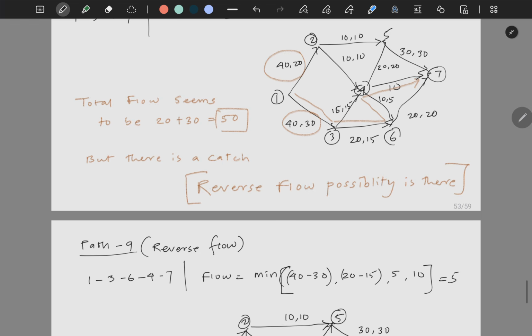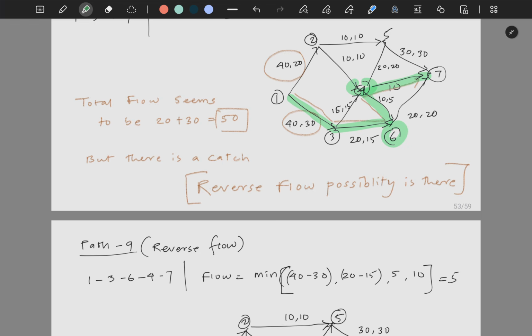So there is one more path, that is 1, 3, 6, 4 and 7. So you might say 1 to 3 is okay, 3 to 6 is okay, but from 6 to 4, how are you going from 6 to 4? Because this route is actually opposite, because the arrow direction is from 4 to 6, but we are saying we are going from 6 to 4. Okay, so here comes the concept of reverse flow.